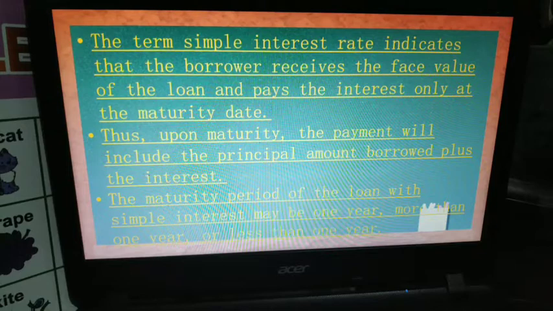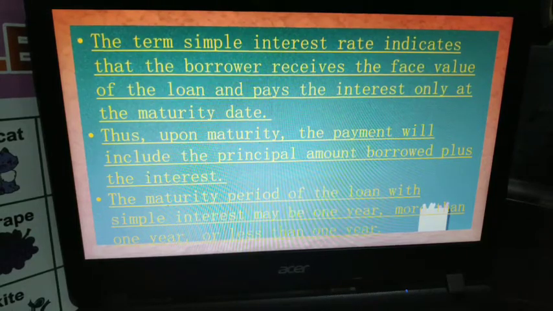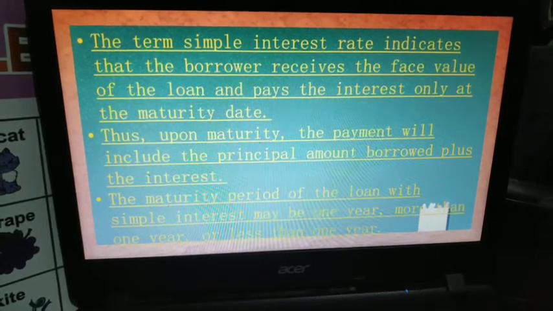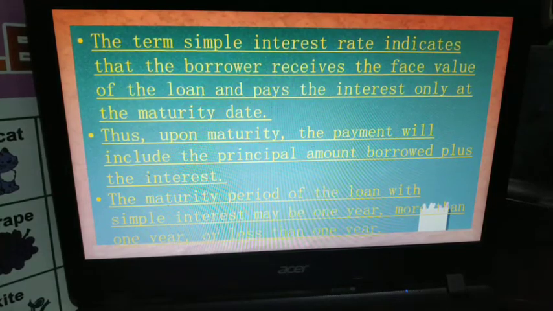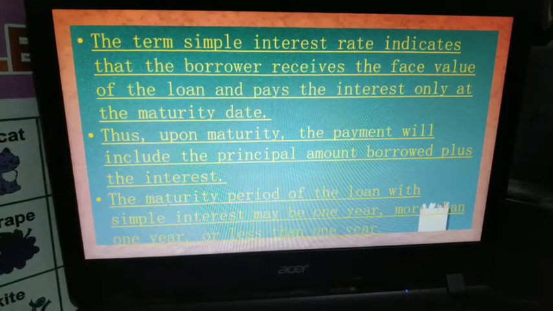The maturity period of the loan with simple interest may be 1 year, more than 1 year, or less than 1 year. It depends on you. For example, you applied for a 100,000 bank loan and you wanted to pay it within 1 year. So it depends on you, the borrower, on what the terms of the loan are that you want to acquire from a bank.